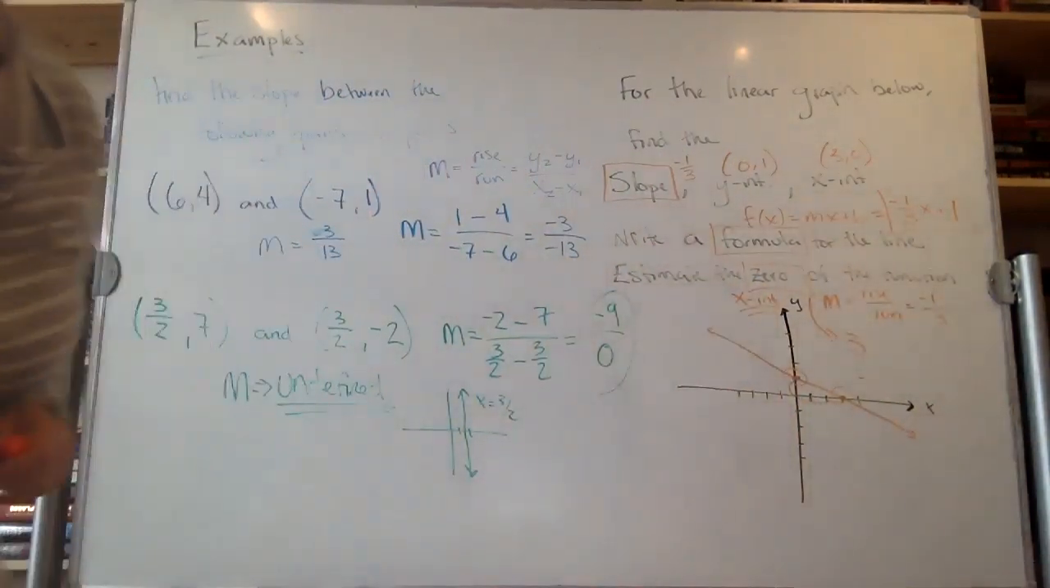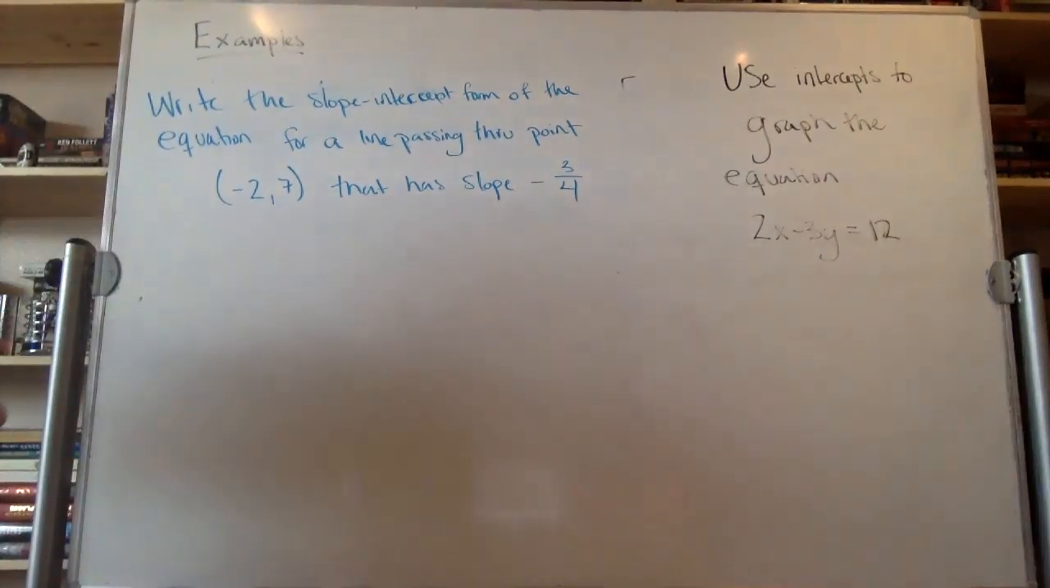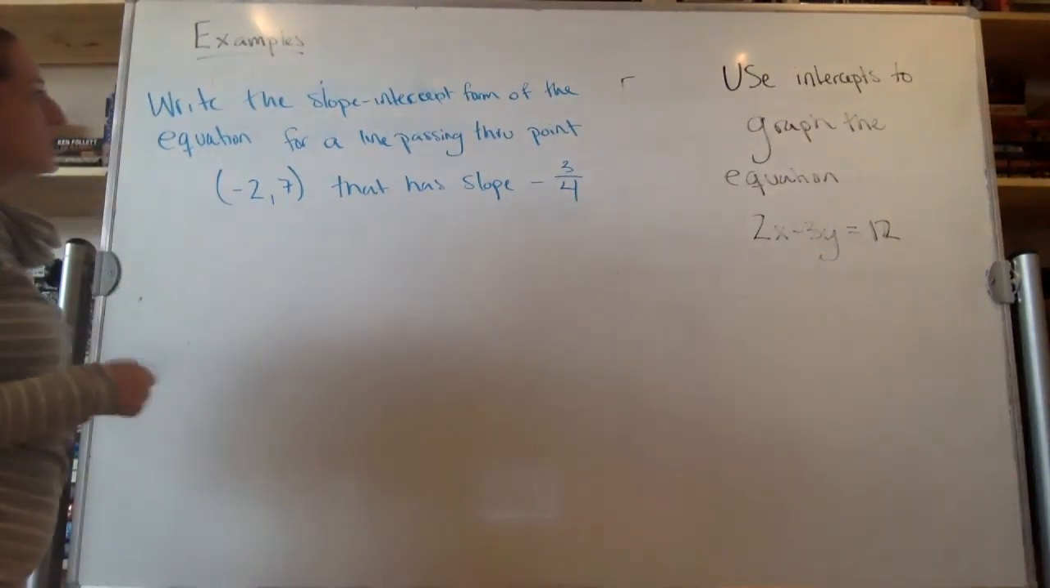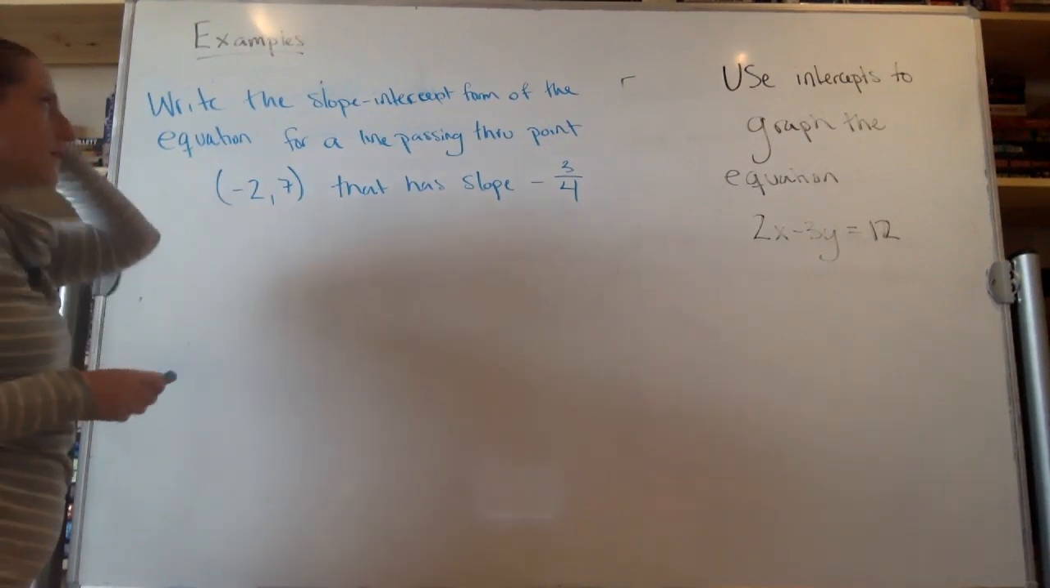Let's do a couple more examples. All right, 2 more examples. So first we want to write the slope-intercept form of the equation for a line passing through point negative 2, 7 that has slope negative 3/4.